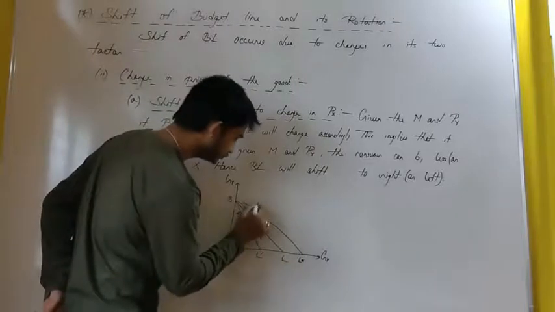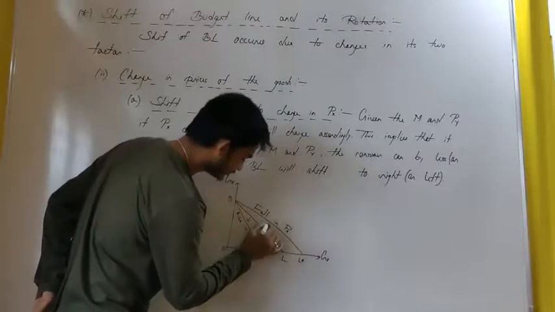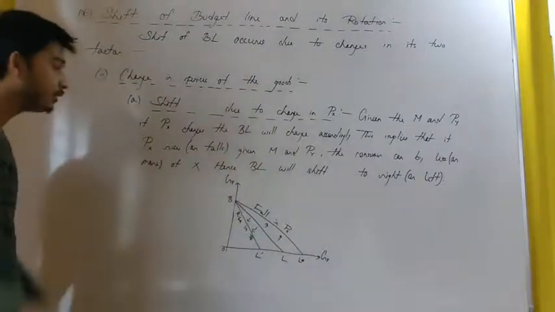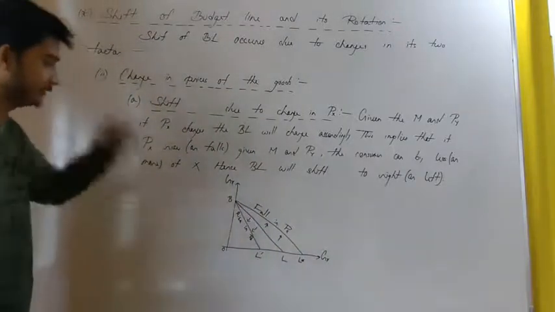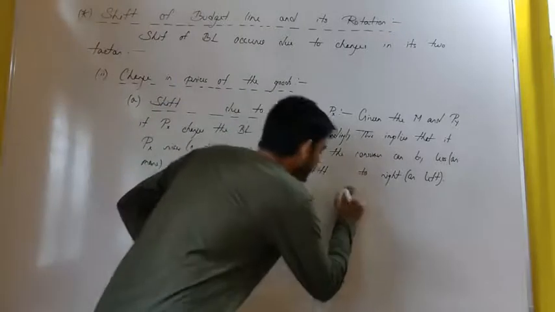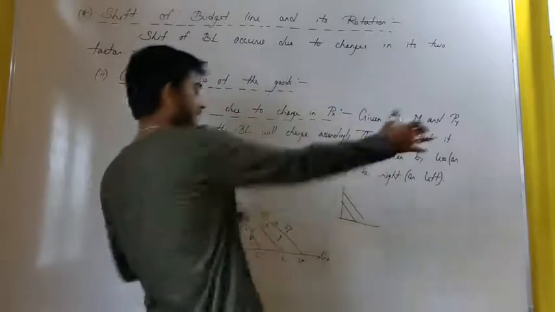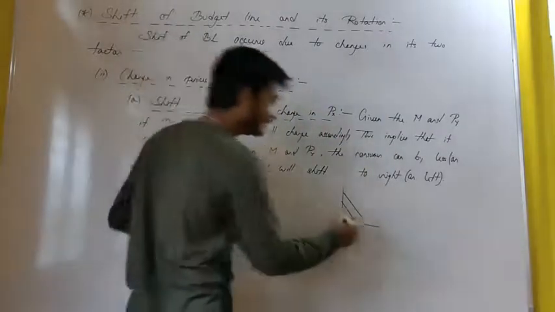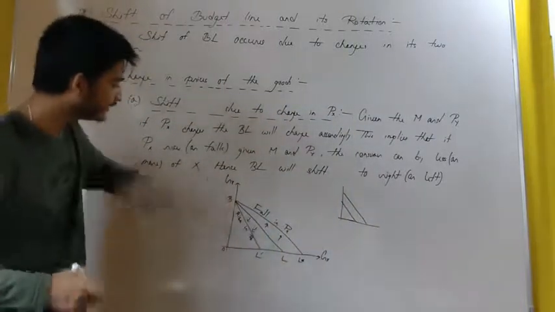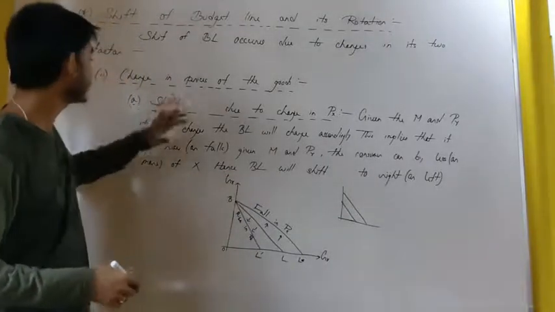So this is due to fall in PX, price of good X, that budget line has shifted outwards. Now my dear students, just look carefully. This is not actually a perfect shift. If shift had occurred, the budget line would have moved entirely to the right side or entirely to the left side. But it is not moving entirely. One point is fixed. So it is like a clock which is rotating. So this is not actually the shift.